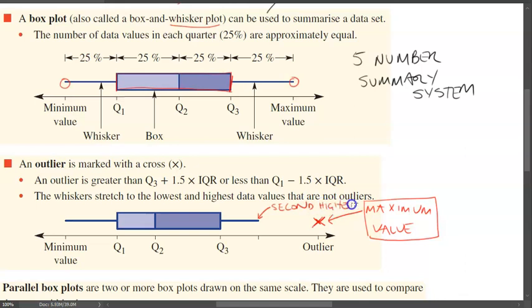So in essence, the maximum value doesn't necessarily change. Maximum value is still there. It's still a data point. It's still important to the information. How it's displayed, however, in a box plot is given by a cross.